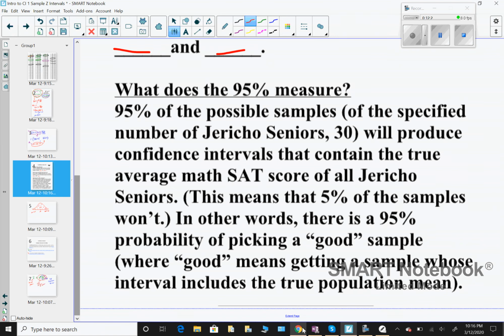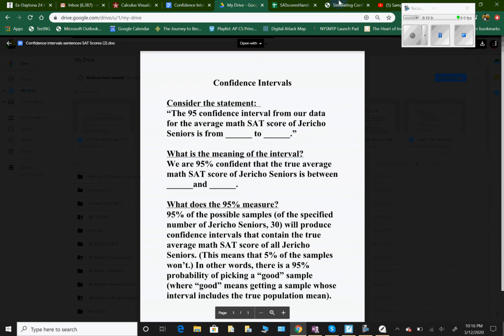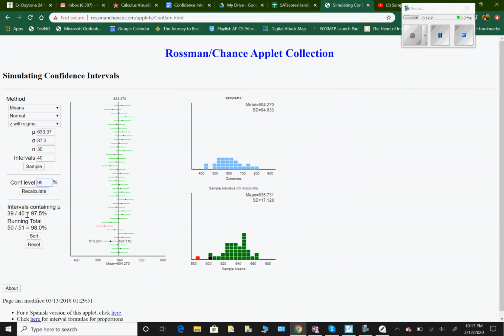And so to finish off, if we go back to that web page where we were simulating confidence intervals, you'll notice down here, where my mouse is on the lower right of the screen, it says intervals containing mu, 39 out of 40, and underneath it, it says a running total of 50 out of 51, and that says 98%. So 98% of the intervals we've created so far have captured the true mean. Well, if I start hitting this sample button up here a whole bunch of times, you can watch this running total down here below change. And notice how it's hovering around 96% now, going down a little bit, 95.6, 95.7, and so forth.